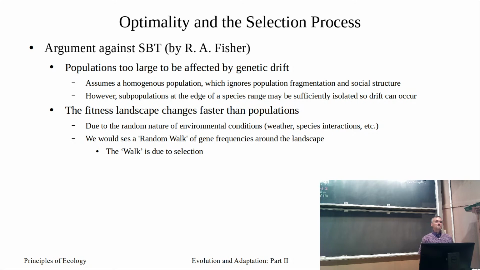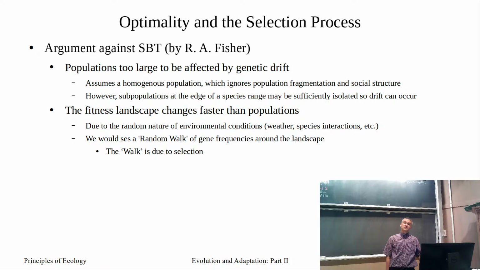Dealing with shifting balance theory. Is it accurate? Can it happen? Wright says yes. Fisher says no. And then hopefully we can come up with an intermediate answer to that. So Fisher really was arguing against shifting balance theory for two main reasons. One, he felt the populations are too large to be affected by genetic drift. And two, he assumed that the fitness landscape changes faster than our populations, which is what Logan was saying. I guess you're in the Fisher camp then.